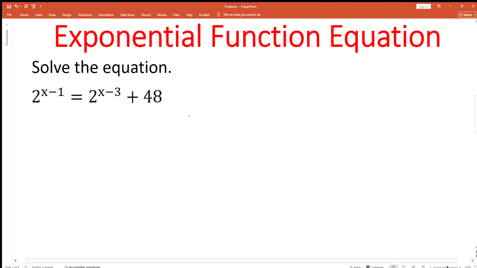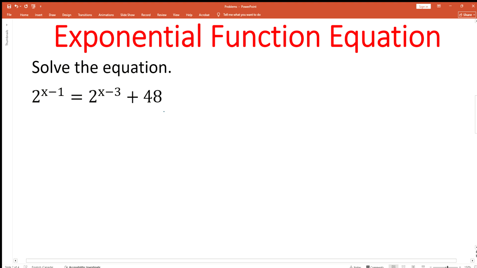In this video, we'll solve an exponential function equation using the same base method and laws of exponents. The given equation is 2 to the power x minus 1 equals 2 to the power x minus 3 plus 48. We have to find the value of the variable in this equation, which is x.